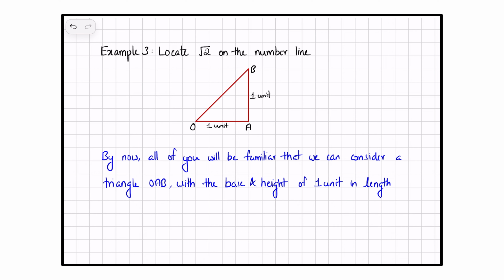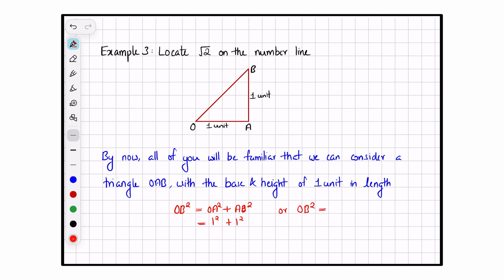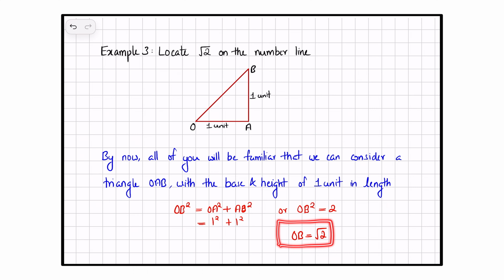We can write using Pythagoras theorem that OB square is equal to OA square plus AB square. This is nothing but 1 square plus 1 square, or OB square is equal to 2, or OB is equal to root 2. We only consider the positive square root values, okay. Now the question is, how do we represent numbers like root 2 on a number line?